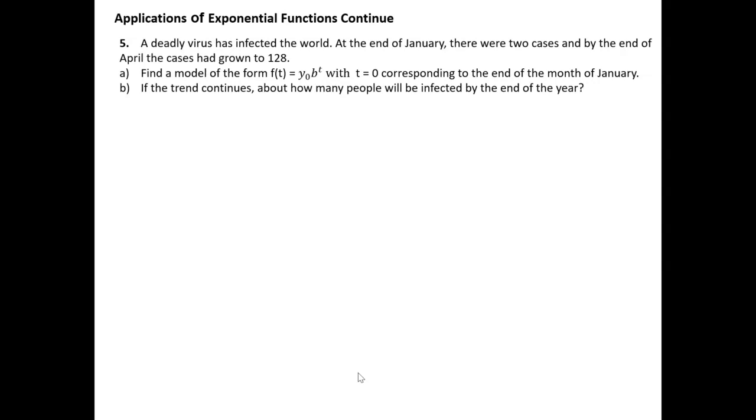The first part is to find the model of the form f of t equals y naught b to the t, with t equals 0 corresponding to the end of the month of January. Then for part B, if the trend continues, about how many people will be infected by the end of the year? Remember, guys, when t equals 0, this coefficient here is my initial value. So in this case, we need to find y naught and b to plug into the formula.